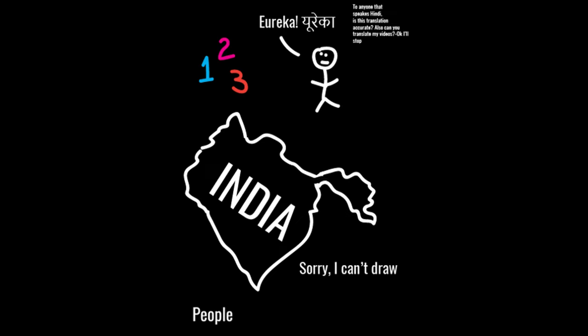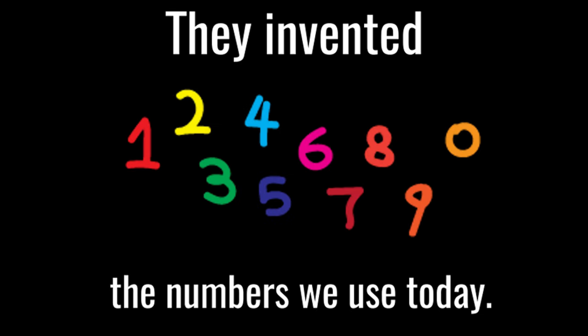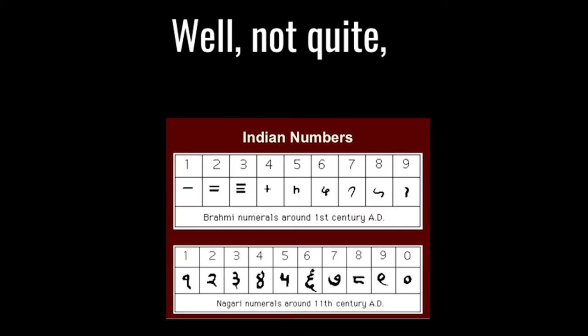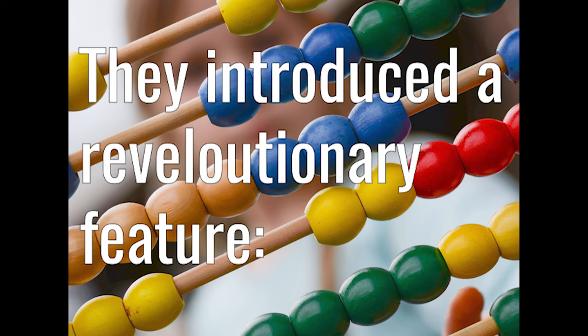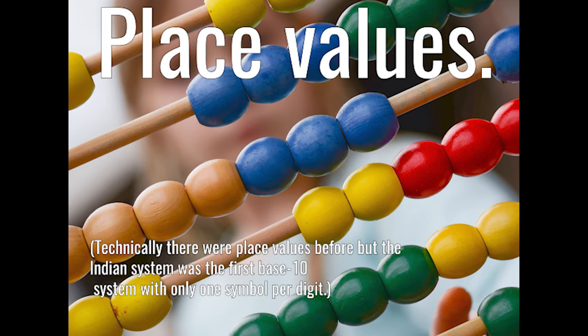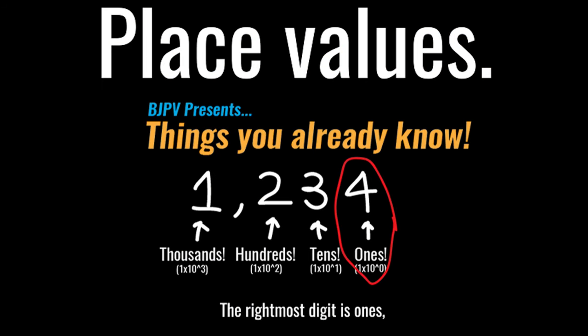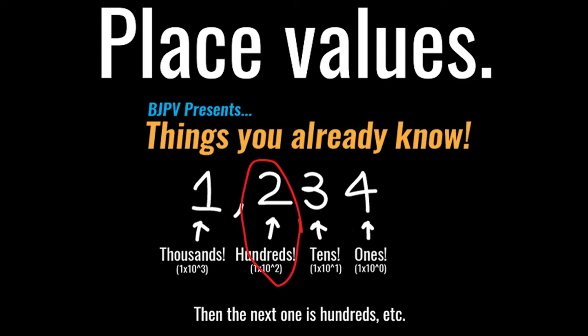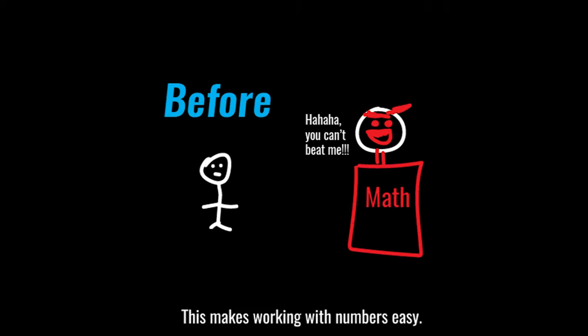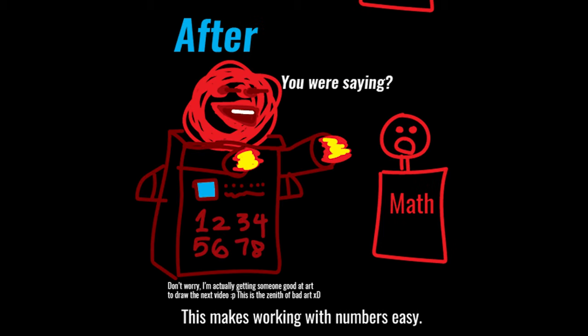But then, people from India figured it out. They invented the numbers we use today. Well, not quite, but very similar. They introduced a revolutionary feature. Place values. The rightmost digit is ones, then the next one is tens, then the next one is hundreds, etc. This makes working with numbers easy.